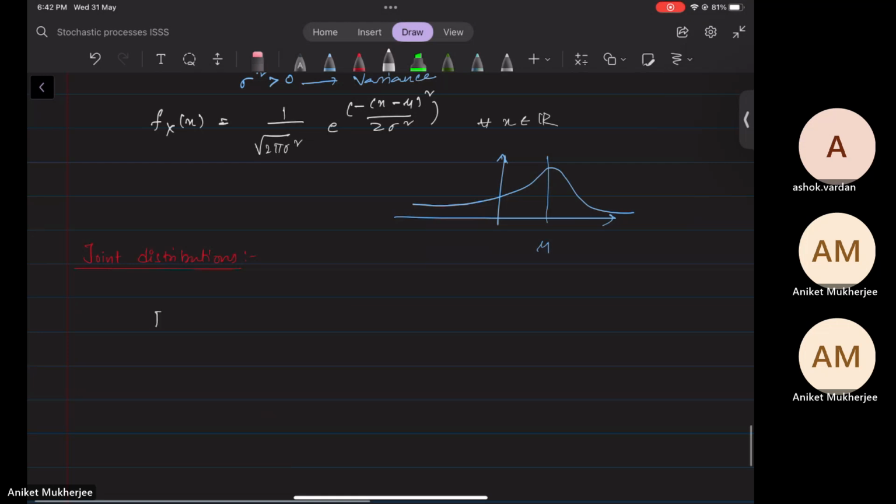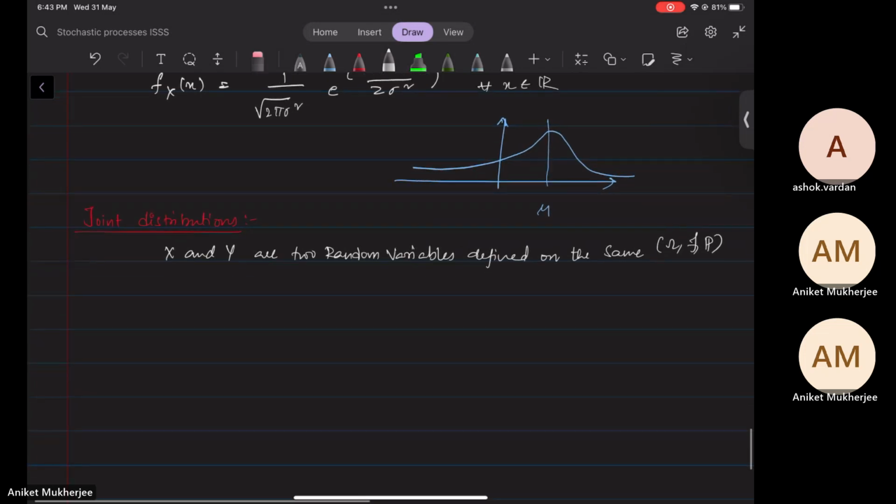So if you have two random variables, X and Y, defined on the same event space or probability space, then we have F of x comma y. This is the joint distribution, which is written as the probability of X less than or equal to x and Y less than or equal to y.